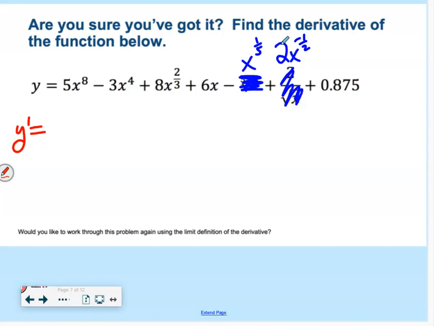First one. 40x to the 7th, beautiful. Minus 12x to the 3rd, you are perfect. Plus 12 over the cube root of x. So let's see. This is where we had our first little hiccup.